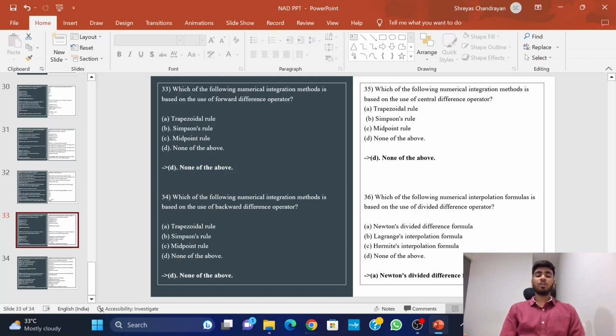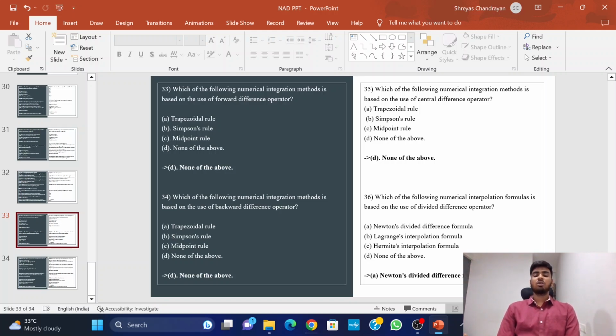34th question: which of the following numerical integration methods is based on the use of the backward difference operator? Options are A, trapezoidal rule; B, Simpson's rule; C, midpoint rule; D, none of the above. So the correct option is none of the above. Question 35: which of the following numerical integration methods is based on the use of the central difference operator? A, trapezoidal rule; B, Simpson's rule; C, midpoint rule; D, none of the above. So the correct option is D.